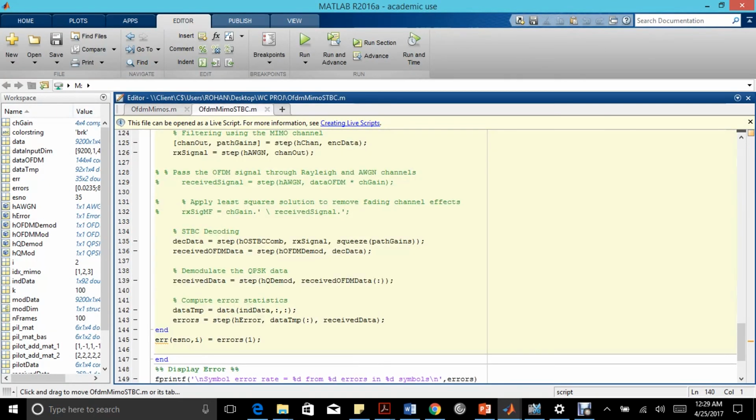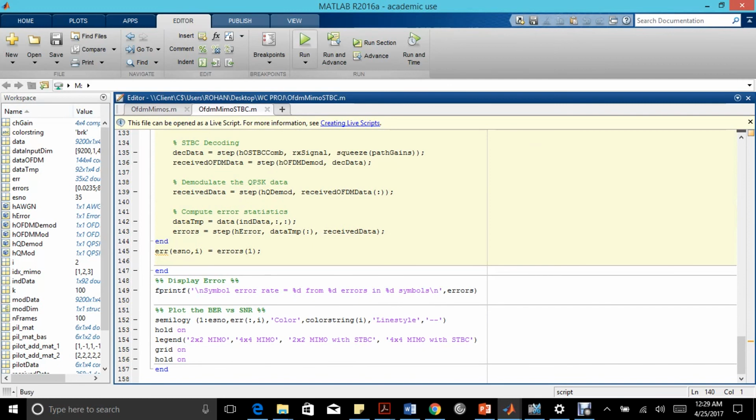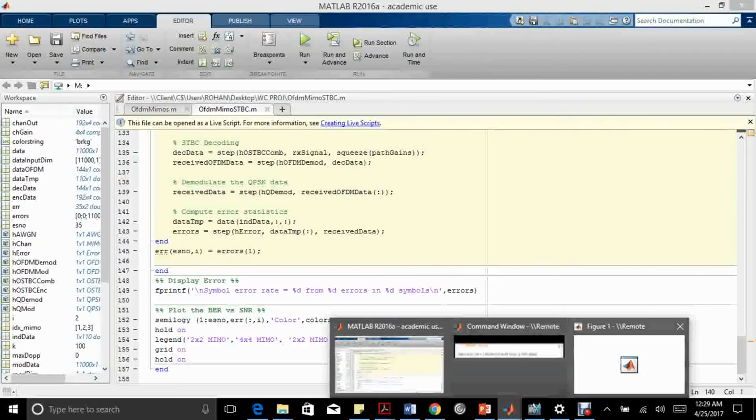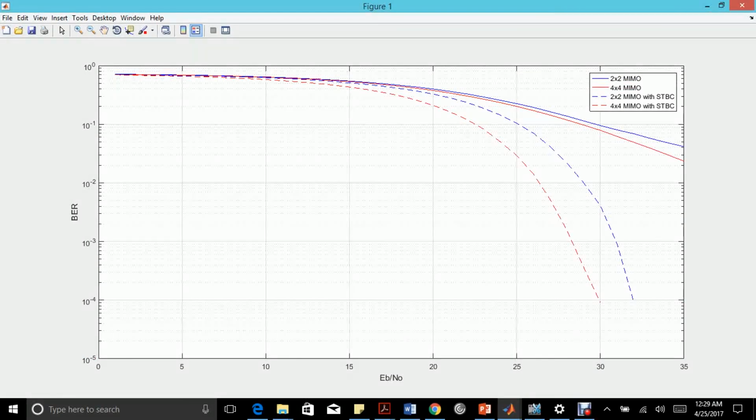And moving on to the OFDM MIMO with space-time block codes, we would hold those previous results so that the results are superimposed, and this is how we get the overall simulation. So I would again like to emphasize that implementation of the space-time block codes has significantly improved the performance of the channel, and this concludes the performance characterization and improvement of the wireless communication link using space-time block codes.